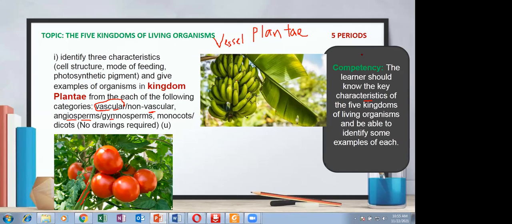Let me ask these people and they tell me whether the mango does not produce flowers. Dear students, Elijah, do you think a mango produces flowers? No, teacher. Hey, it doesn't produce. It produces. Okay, thank you, Elijah.